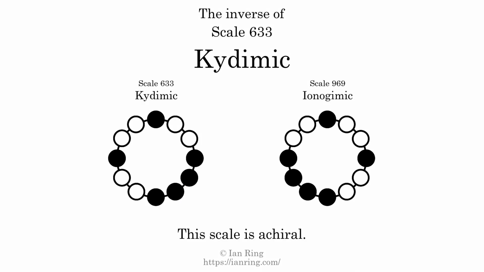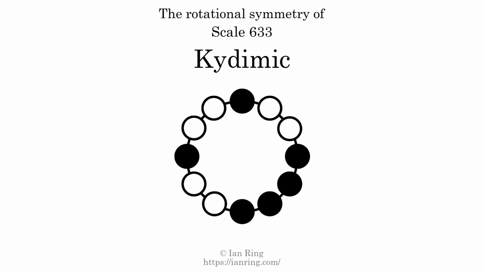The inverse of a scale is a mirror image. It is what you get when the sequence of intervals is reversed. The inverse of this scale is scale 969, also known as Kydimic. This scale is achiral, since it can transform into its own reflection by a rotational transformation. This scale has no rotational symmetry.